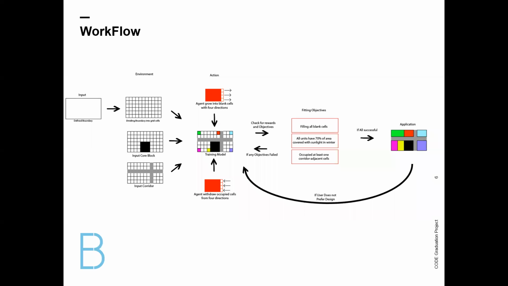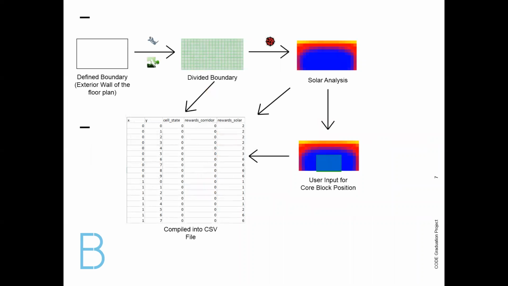So for the input, the user is required to give a defined boundary of the floor plan and input it into Rhino and Grasshopper to be divided into small grids. Then the grids are run in Ladybug for a solar analysis, producing fully analyzed results for the user to pick a spot for their core block position.